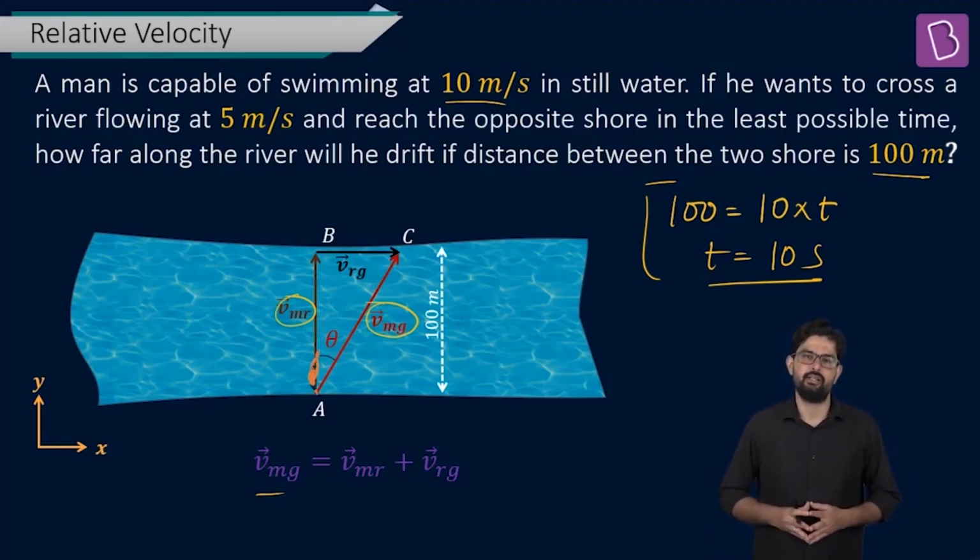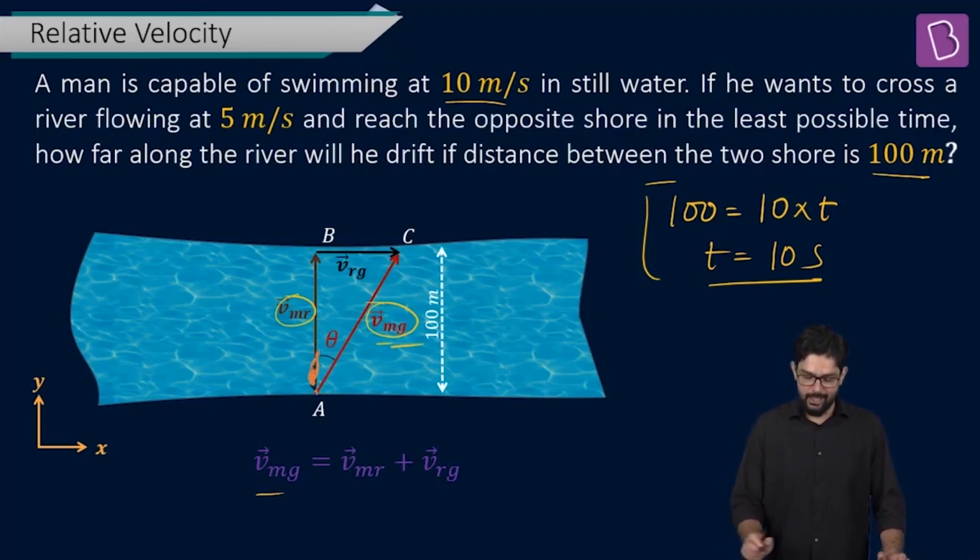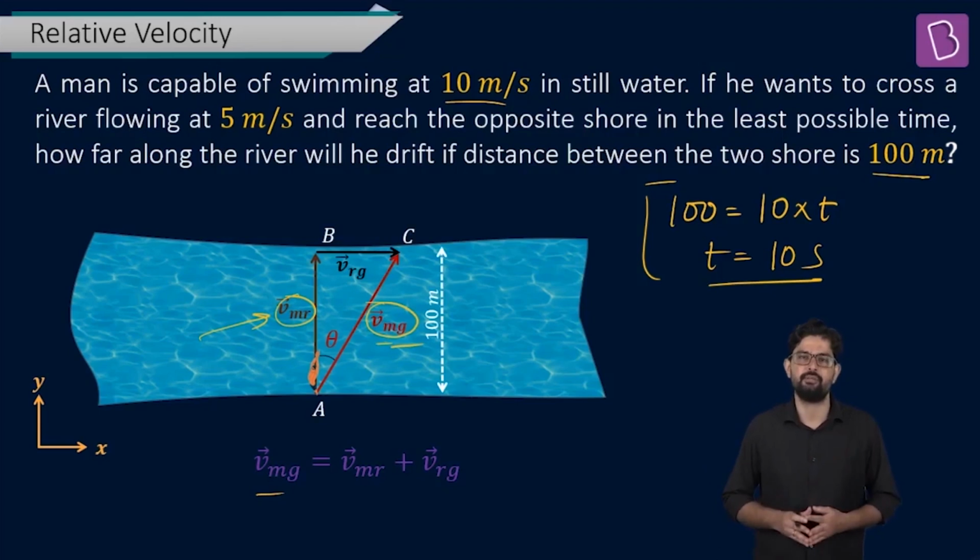Well, now think about it. As observed from the ground, this person has two velocities, one along the perpendicular direction and one along the river. And the summation of these two velocities is the velocity of the man with respect to the ground. Which means that this component is responsible for crossing the river. And this component is responsible for drift.